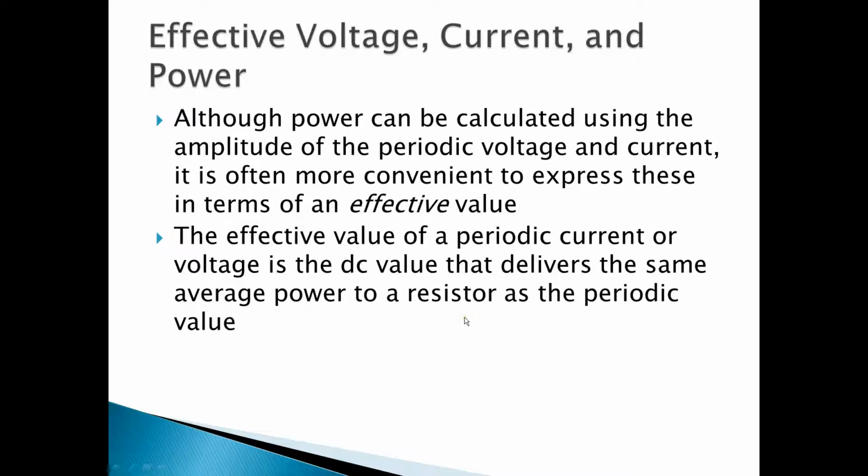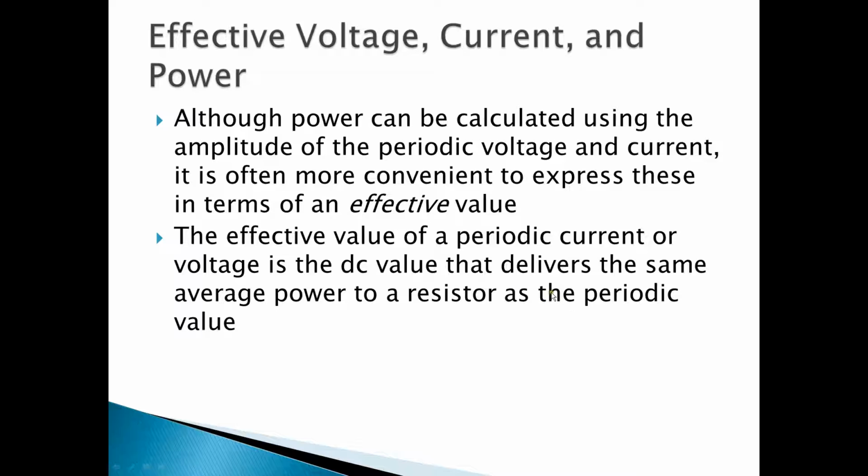Now, the power terms can be calculated using the amplitude, or the peak periodic voltage and the peak periodic current amplitudes, but it's often more convenient to express these in terms of the effective or RMS values. And what I've talked about before is that the effective value of a periodic current or voltage is the value of a DC current or voltage that would deliver the same amount of average power to a resistor.